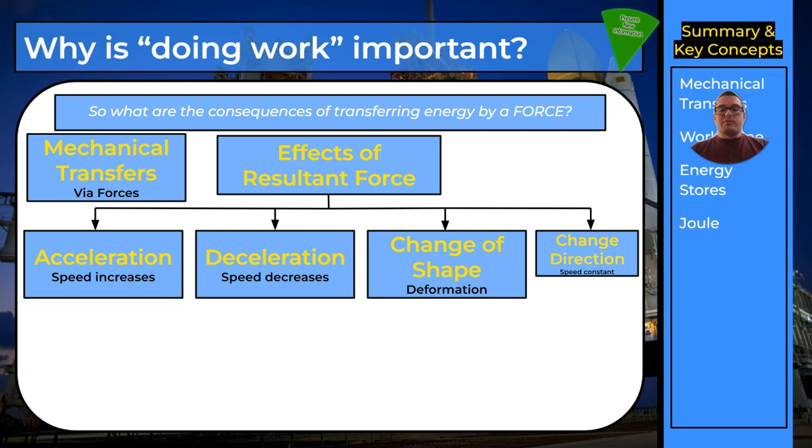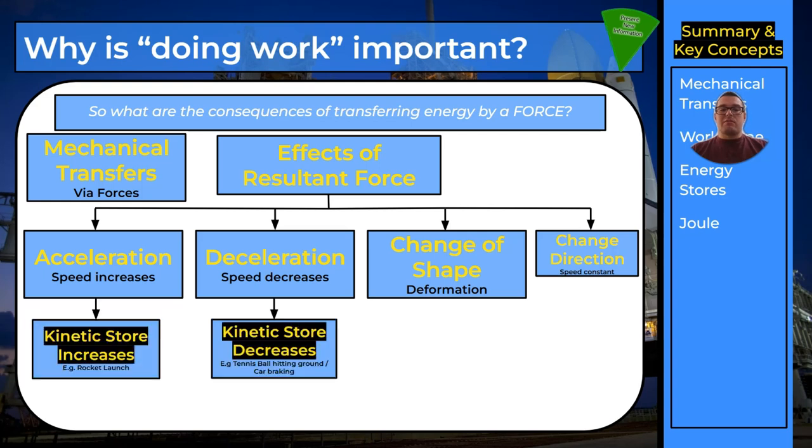Of those 4 scenarios, in each case there is a different energy change that occurs. Forces are causing all of them, so they're all methods of mechanical transfer, but the store that changes will be different in each case. If it's acceleration and deceleration, that is clearly a change in speed, and so the kinetic store will either increase or decrease. Examples of that might be a rocket launching initially, or a tennis ball hitting the ground, or a car braking. Remember, one of the examples mentioned in the specification was about an object hitting an obstacle. In other words, it will be caused to decelerate.